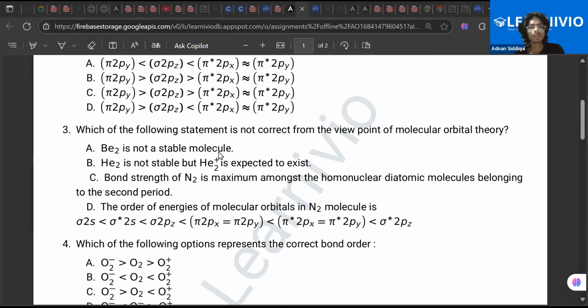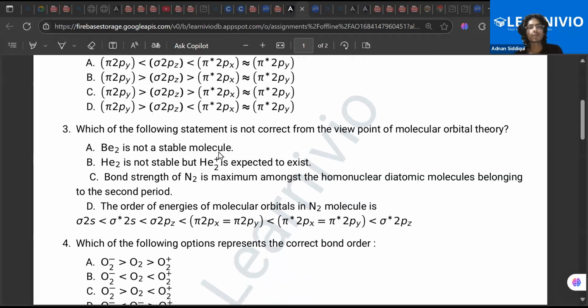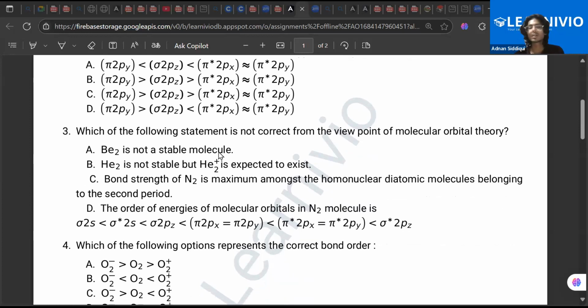The next one: is the B2 molecule a stable molecule or not? You can answer on the basis of what we did. The third question: B2 molecule is not a stable molecule. You can show it with the help of molecular orbital theory. The bond order comes out to be such that it's not a stable molecule. It doesn't even exist. So you can answer all of them.